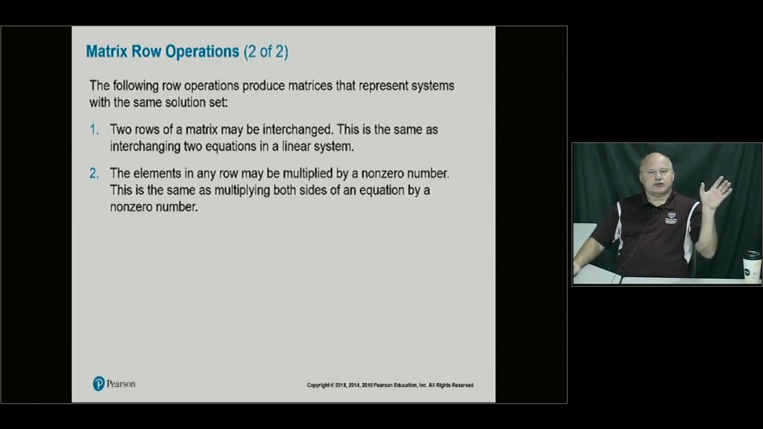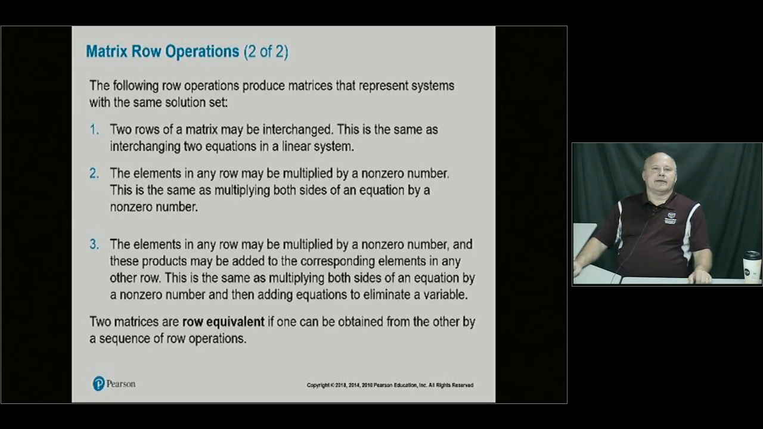Because the numbers on the left are the coefficients, and the number on the right of that vertical bar is the constant, that's what it equals. So if you multiply everything times 5, that's the same as multiplying both sides by 5. Okay? All right.